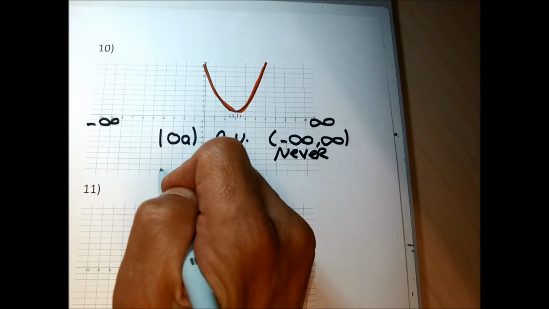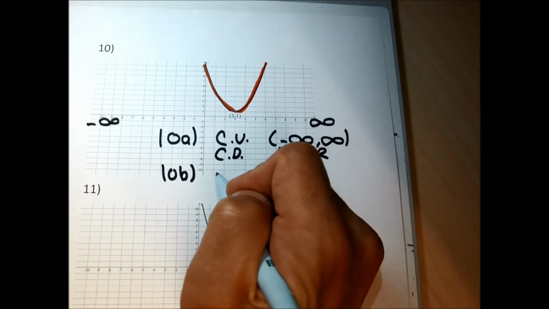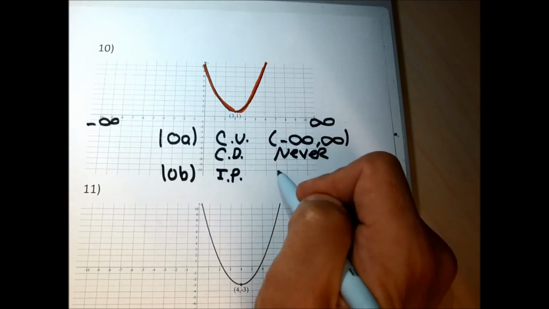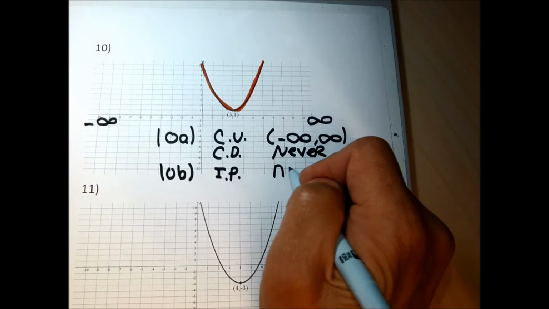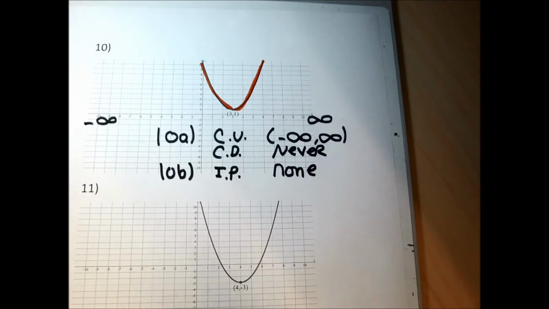And for 10b, for inflection points, that point 3, 1 is not an inflection point because it doesn't change from concave up to concave down, nor does it change from concave down to concave up. So this graph has no concave down intervals. If you don't have any concave down intervals, you can't get an inflection point because you need to change concavity for that.